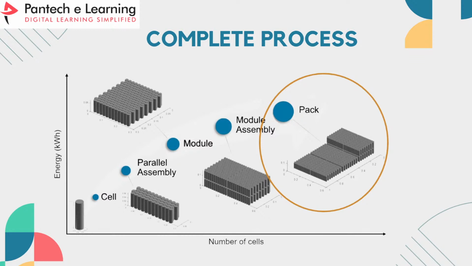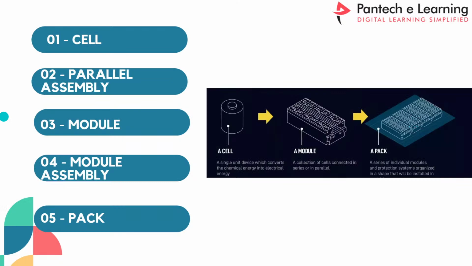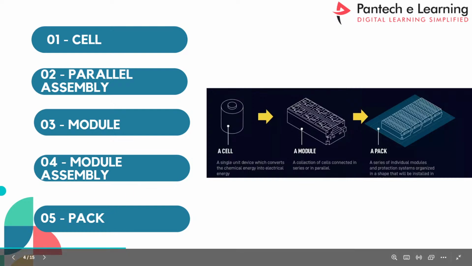So at last we have a pack. What is a pack? It is the final product. It is a complete battery system that we are going to use in devices and vehicles. It's made up of modules, which are made up of parallel assemblies, which are made up of cells. So it's like building a battery. Now we are going to create the cell object, parallel assembly object, module assembly and pack.